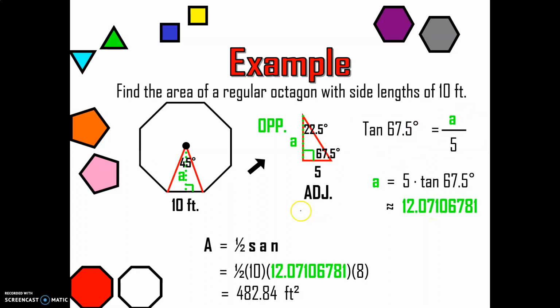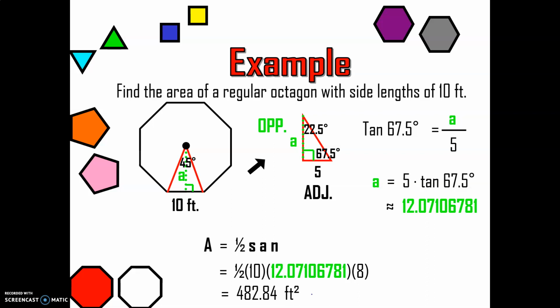So here comes our formula, 1/2 side length. Side is 10, apothem is 12.07, and n is 8. And we should get 482.84 square feet.